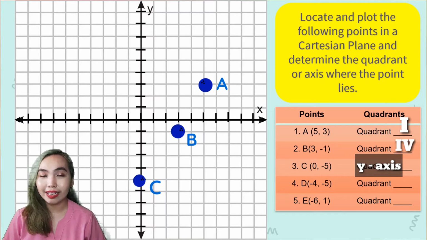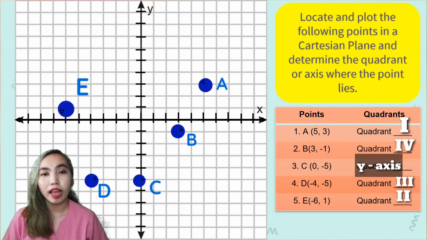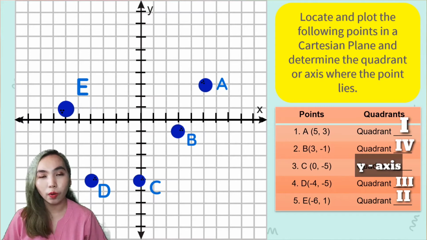with negative x coordinate and negative y coordinate. So that will fall on Quadrant 3. Point E has (-6, -1), negative x coordinate, and positive y coordinate locates on quadrant 2.